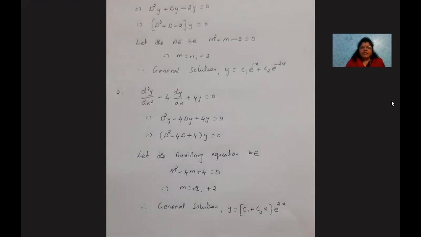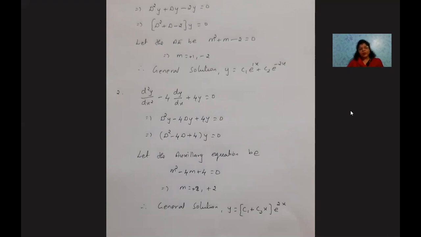The auxiliary equation for this equation, by replacing D as m, is m square minus 4m plus 4 equal to 0, by neglecting the y terms. Now, this again is a quadratic equation. Solving, we will get two same roots. That is case number 2.